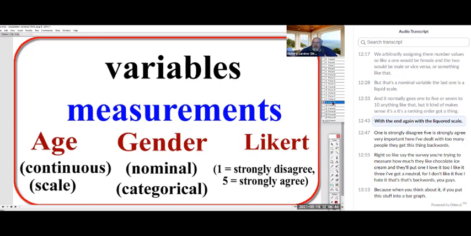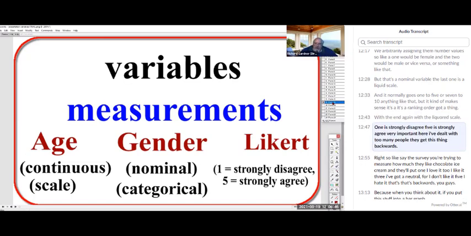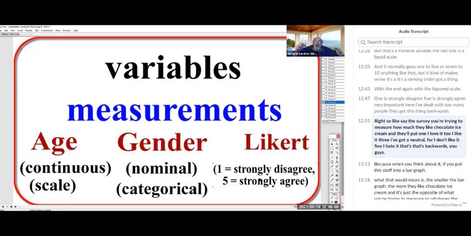And again, with the Likert scale, 1 is strongly disagree, 5 is strongly agree. Very important here. I've dealt with too many people who get this backwards. Say the survey is trying to measure how much they like chocolate ice cream. They'll put 1, I love it. 2, I like it. 3, neutral. 4, I don't like it. 5, I hate it. That's backwards, you guys.